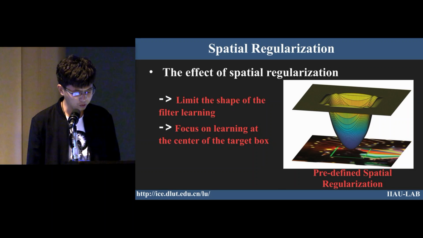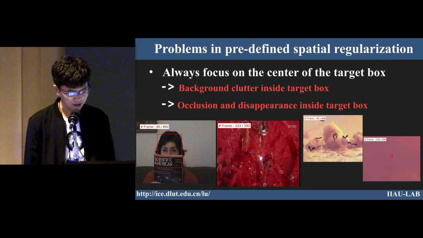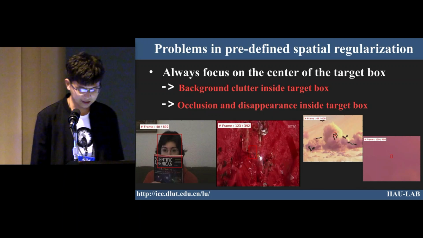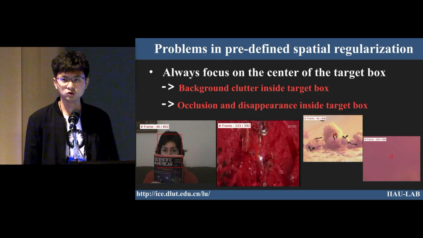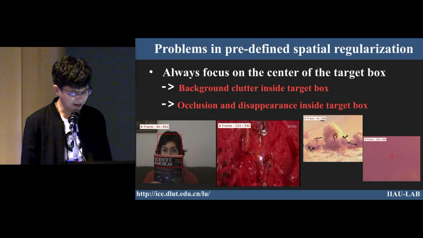But this kind of predefined spatial regularization has some obvious problems. If we use the predefined regularization like negative Gaussian, it will always focus on the center of the target box. That is, for the part close to the center of the target box, the learning of the filter is promoted, and for the part farther away from the center, the learning of the filter is suppressed. But in these cases, Figure 1, occlusion, Figure 2, background clutter, Figure 3, disappearances, predefined regularization is not good, and even increases the risk of filter drift.